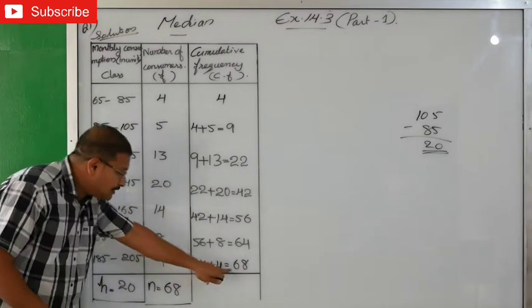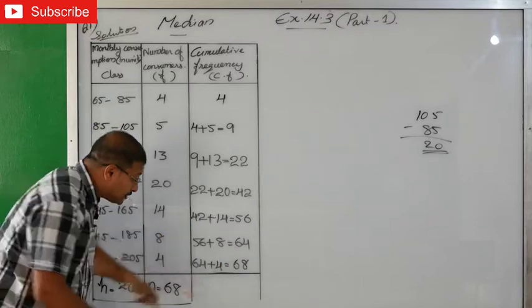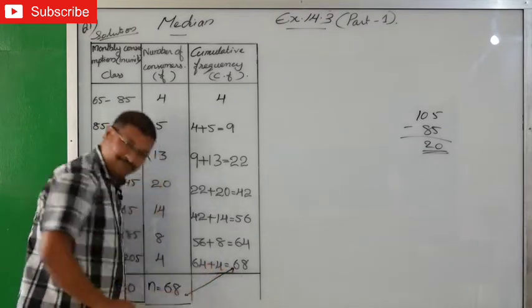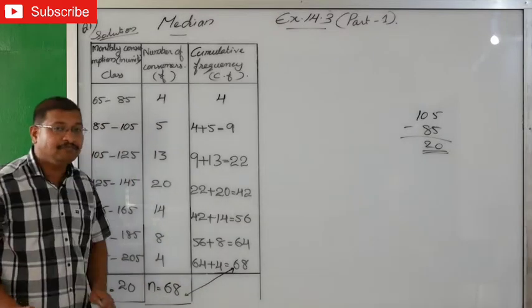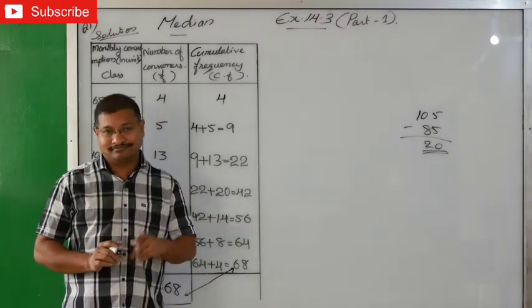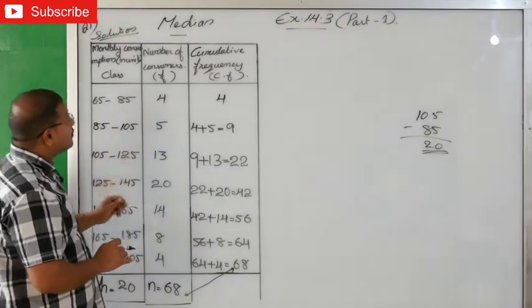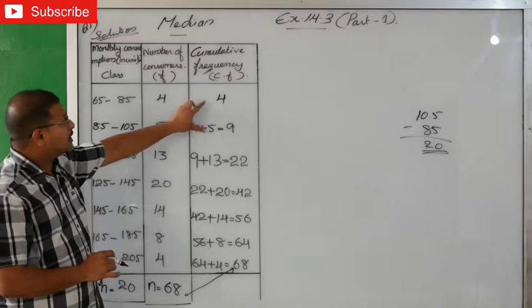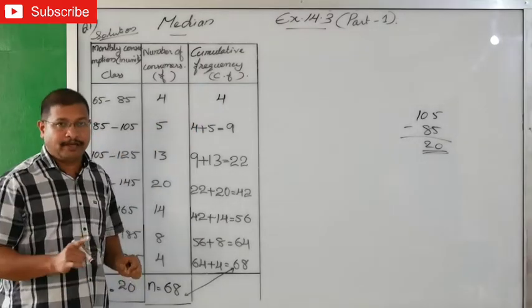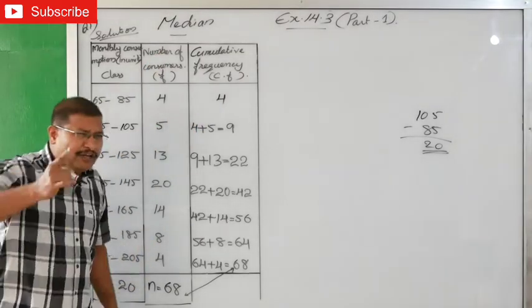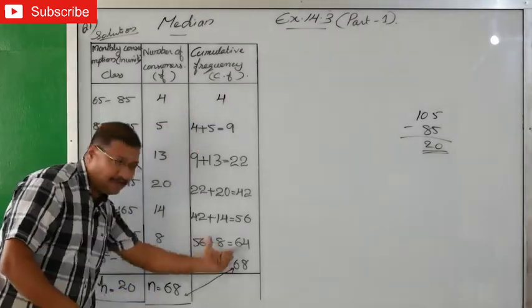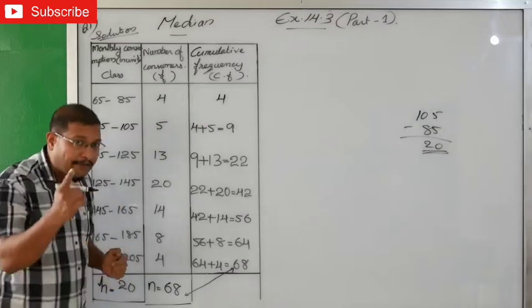Now see, the last term of the cumulative frequency, 68, and the total N are both the same. And if you are not getting the same, our step is wrong. So to find the median, we need only one extra column, that is cumulative frequency, CF. I hope you understand how to add it.